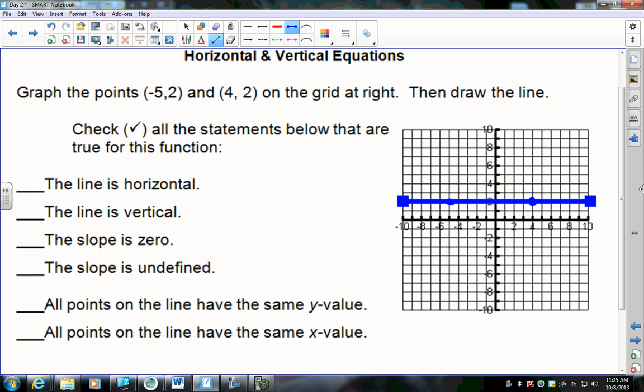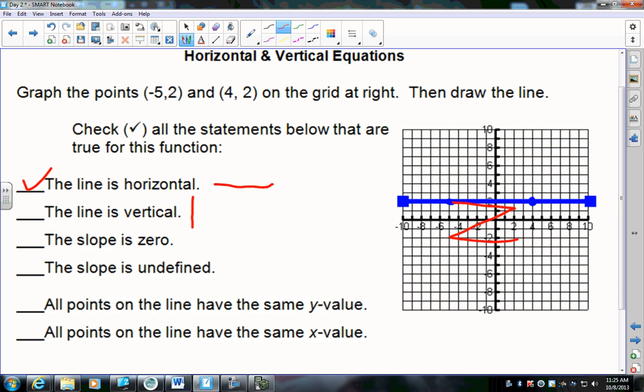It says check the statements that are true. This line is horizontal. Yes, it is. This line is vertical. No. Remember, horizontal goes like this. Vertical goes up and down. The slope is 0.